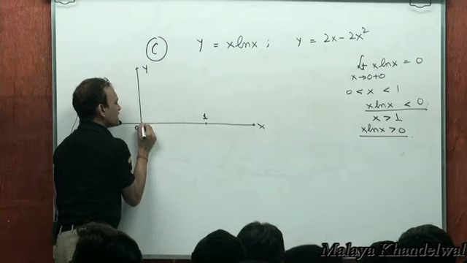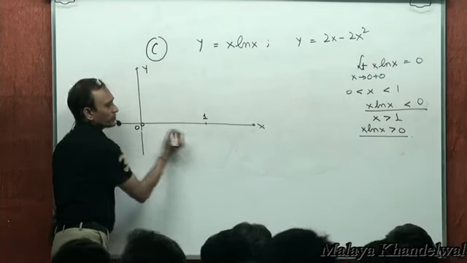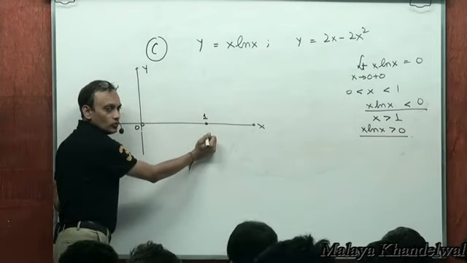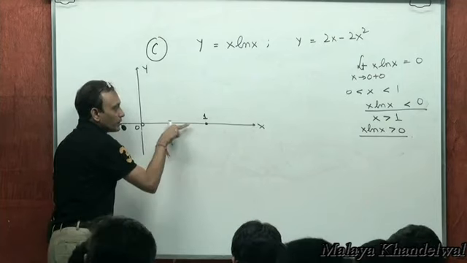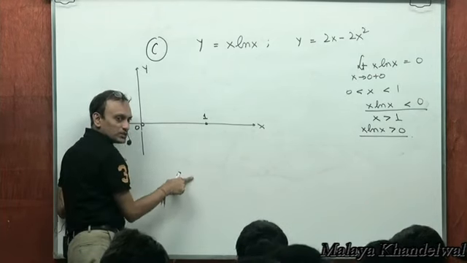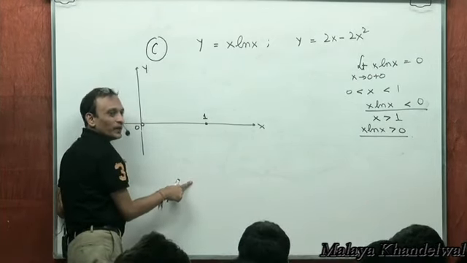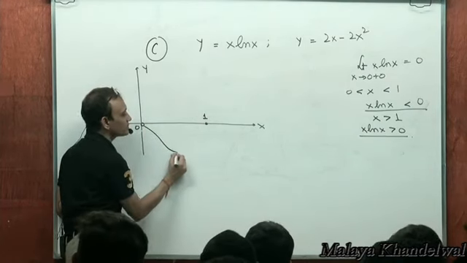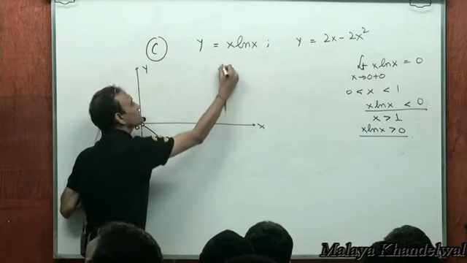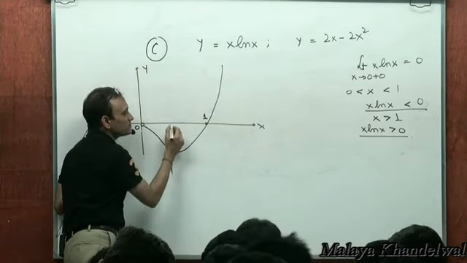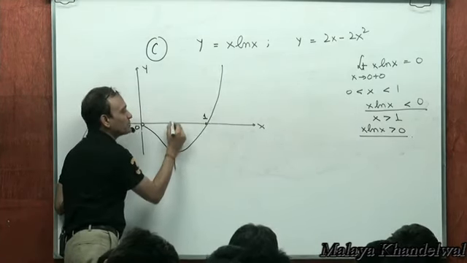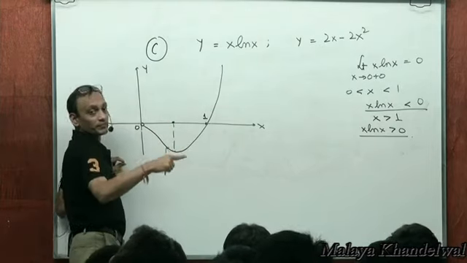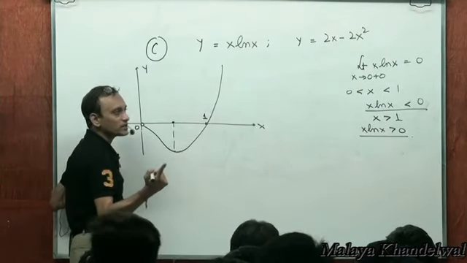Which means as x tends to 0, it tends to 0. At x equal to 1, it's 0, and between 0 and 1 the graph is below the x-axis. So you would expect, even without doing too much hanky-panky, the graph to be something like this, yes or no? Which means between 0 and 1 you might expect a local minimum. Let's check that out, right?